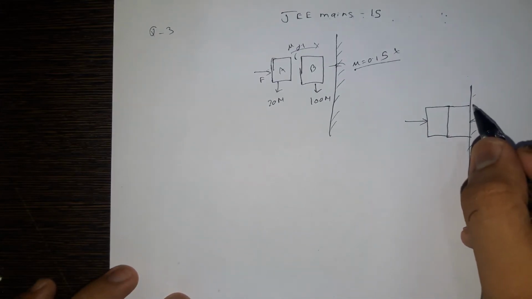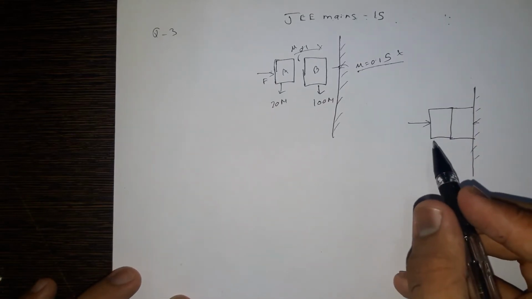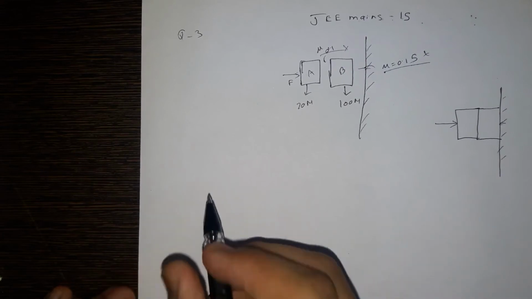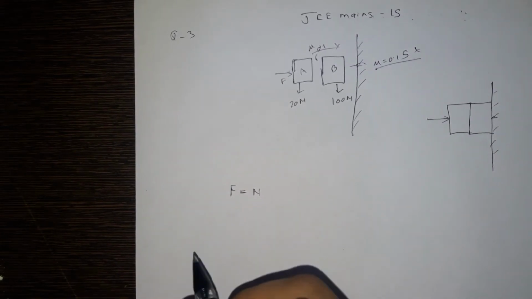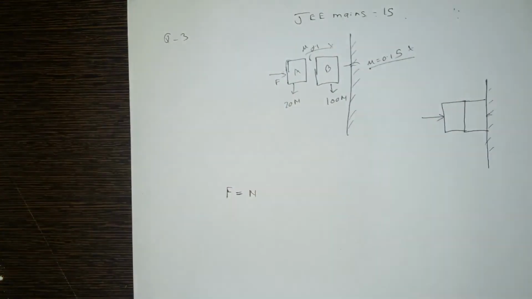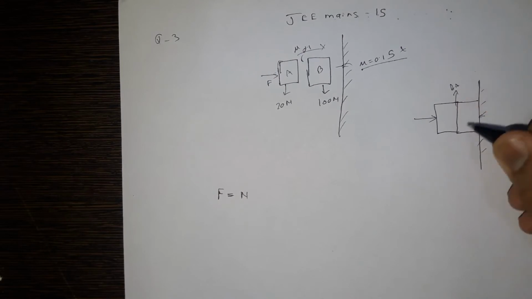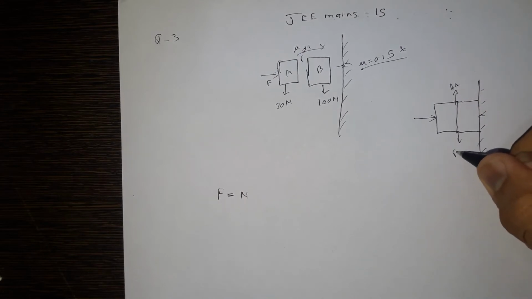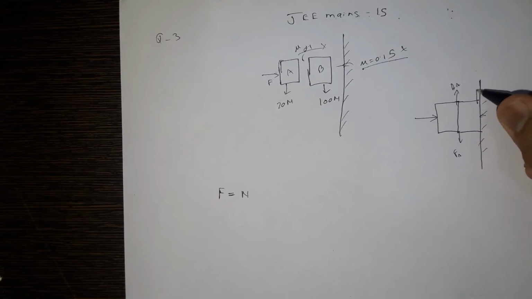The blocks are in equilibrium. Let's consider the blocks are in equilibrium. So the basic principle of equilibrium says that the force is equal to the normal force. And for the rest, the frictional force of A will be like this. For the second block, the frictional force of A will be like this. And for this block, again, the frictional force between the wall and the block will be like this.